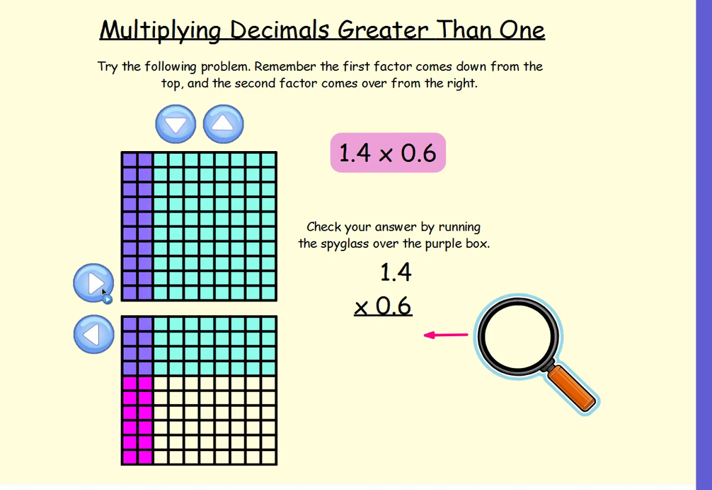So 1, 2, 3, 4, 5, and 6. And let's see how many we have. We have 1, 2, 3, 4, 5, 6 times 10 is going to be 60. And then down here, 1, 2, 3, 4 times 1, 2, 3, 4, 5, 6, which would be 24. So we have 60 hundredths, 24 hundredths, that's a total of 84 hundredths. And I'm just going to write it in.